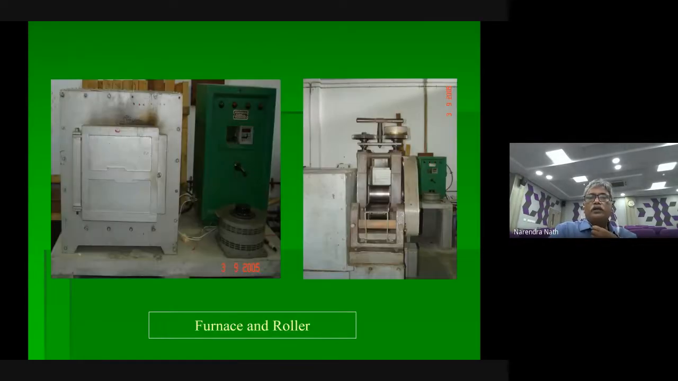Later, this kind of furnace is required for hot rolling. This is actually side by side, hardly 2 feet difference. I should have taken the same picture. This is here only, 2 to 3 feet. So this is the chamber. We have to open it and place it. Once it reaches 850, we put it here.